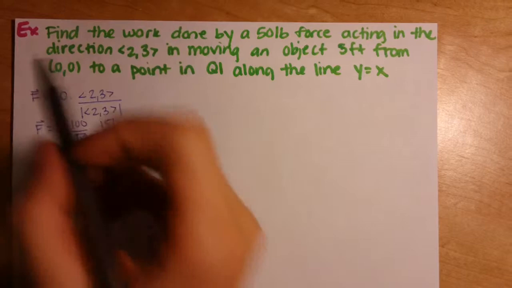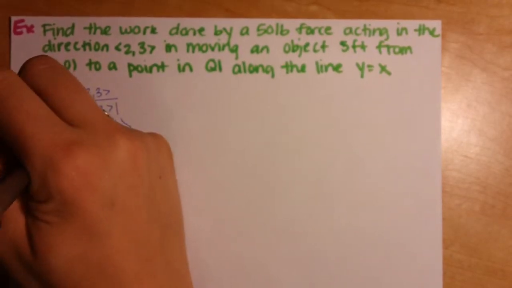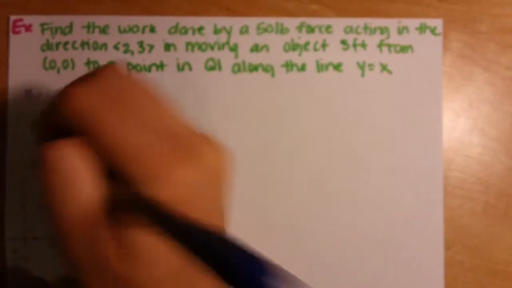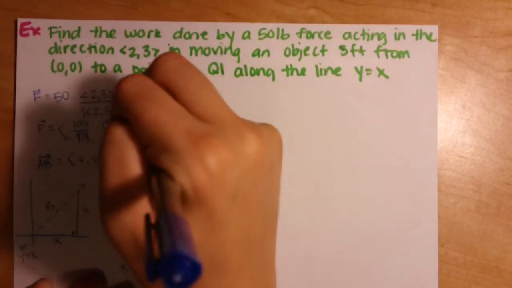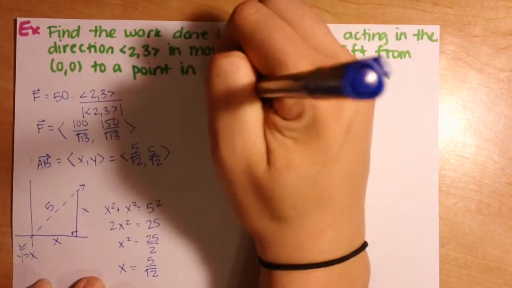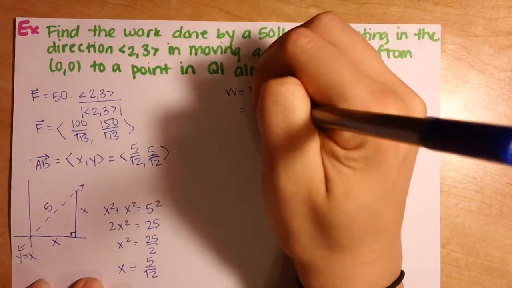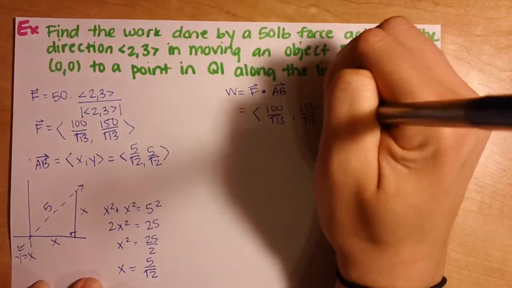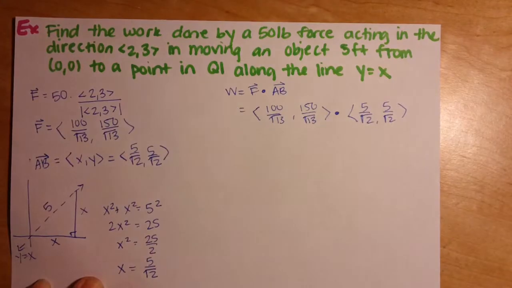So now that I know my vector F, and I know that I'm moving it to a point along this line, my point is going to be (x, y), which I just found to be (5 over square root of 2, 5 over square root of 2), because x equals y. So now I can find my work. So work equals force dot my direction. So I have ⟨100 over square root of 13, 150 over square root of 13⟩, dotted with my vector AB that I just found, ⟨5 over square root of 2, 5 over square root of 2⟩.